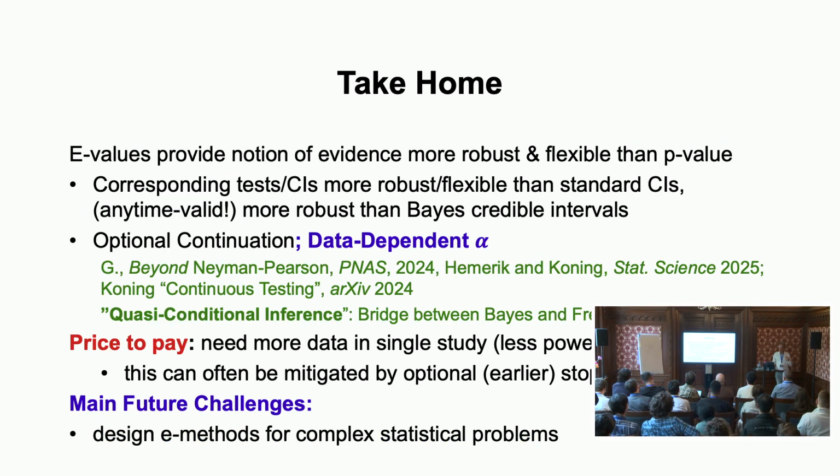So that was it. E-values give you a notion of evidence which is more robust, like you can do optional stopping, but you can also think of it as being more flexible. You can change the stopping time, you can change alpha, and it still makes sense. You get confidence intervals, which are also more robust.